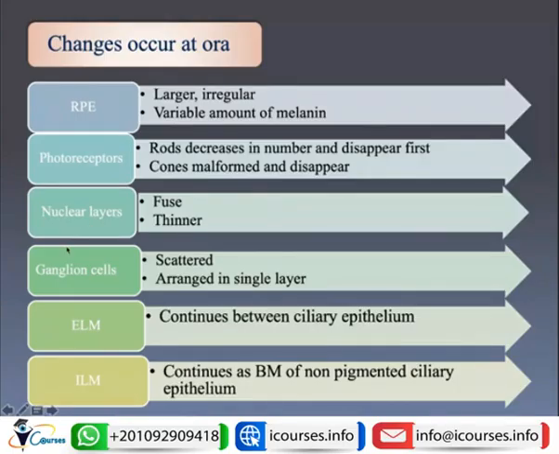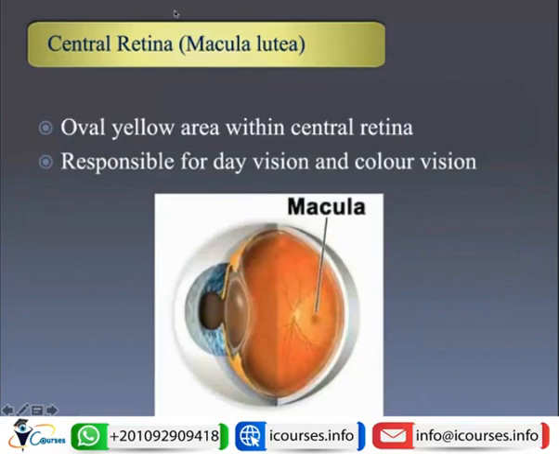The nuclear layers, outer nuclear and inner nuclear layer, fuse together and become thinner in order to prepare to form the pars plana. The ganglion cell layer becomes scattered and arranged in only a single layer. The external limiting membrane will continue as the basement membrane of the pigmented ciliary epithelium, and the internal limiting membrane will continue as the basement membrane of the non-pigmented ciliary epithelium, as we said in the previous lecture.